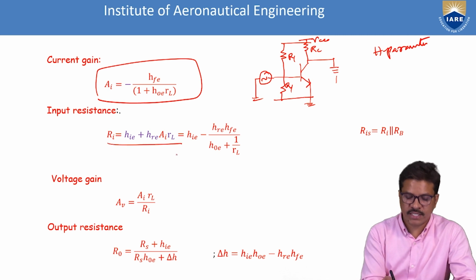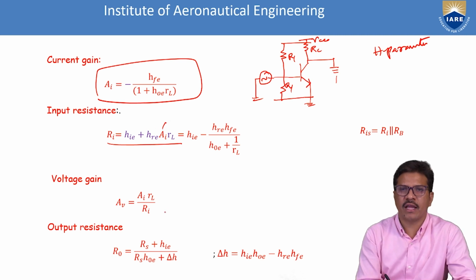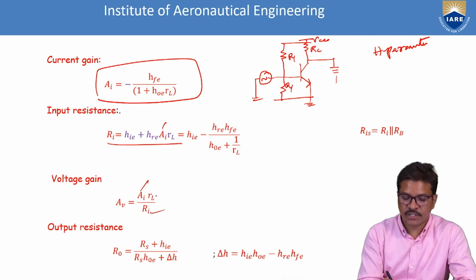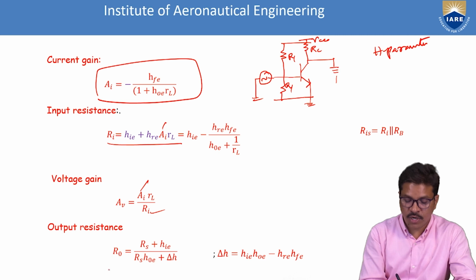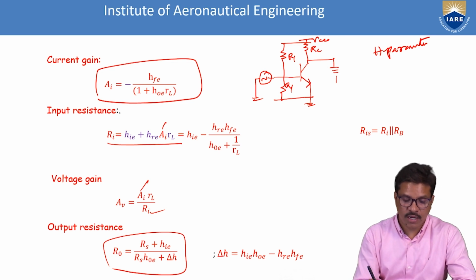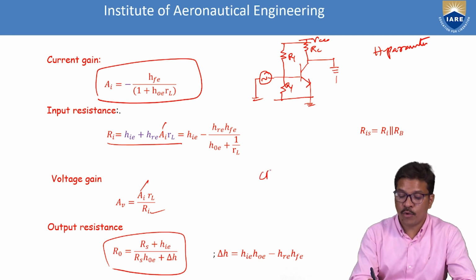The input impedance is HIE plus HRE AI into RL. Once we have found AI just before, we substitute it and we get the RI. And once we find AI and RI, AV is equal to AI into RL by RI. The output admittance or output resistance we can find from this equation. Once we know the current gain, input resistance, voltage gain and output resistance, it is helpful to analyze the amplifier, like common base, common emitter, common collector.